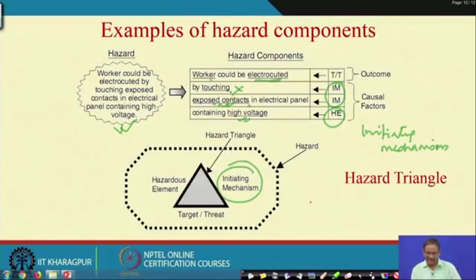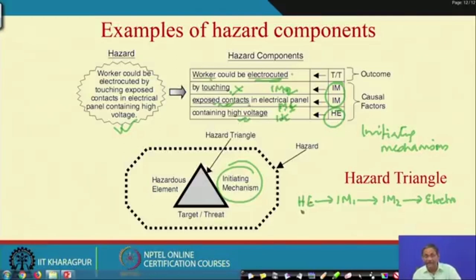So if I write this as IM1 and this one as IM2, and this is HE, and this one is your target and threat. Then basically HE must be present, and then IM1, what is this? Exposed contacts. Then IM2, what is this? Touching by worker, then electrocution. So this is the path.